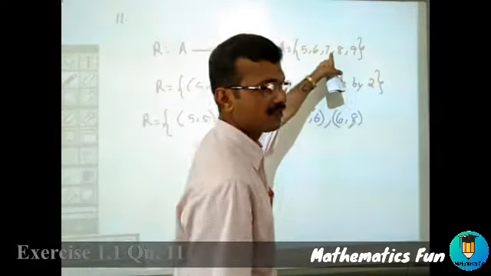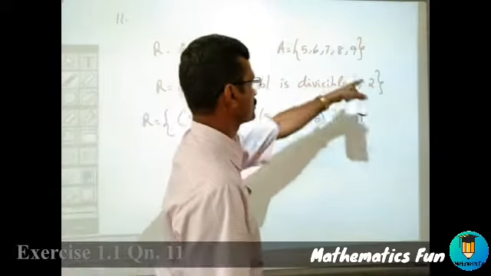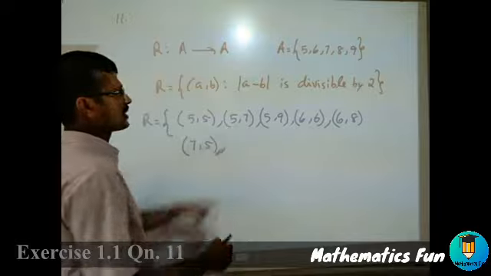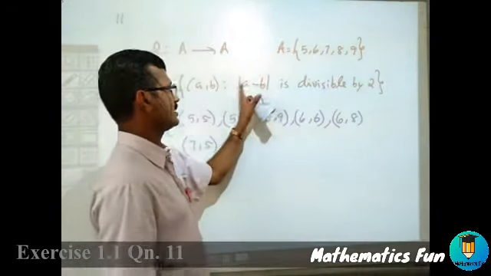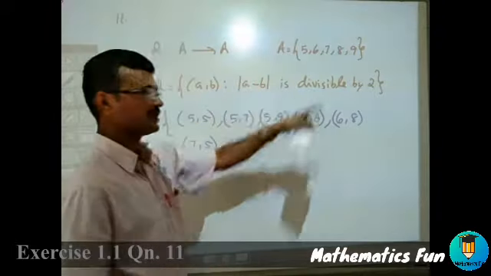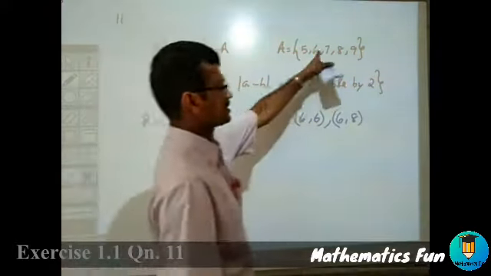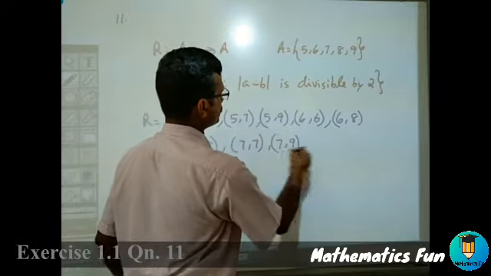Next we will try with the 7, 5. 7 minus 5 is 2, which is divisible by 2, so 7, 5 is possible. Now 7, 6 is not possible. Then 7, 7 if I put, it is 0, so divisible, 7, 7 is possible. 7, 8 is not possible, but 7, 9 is possible.